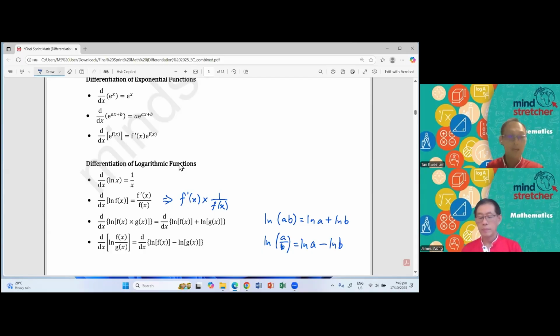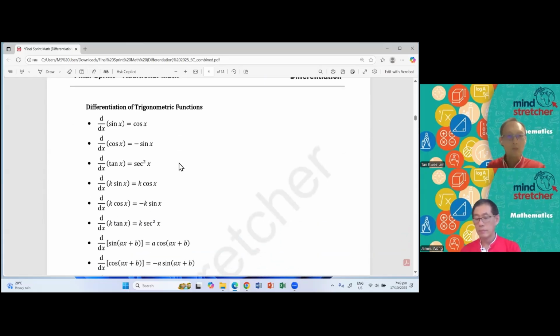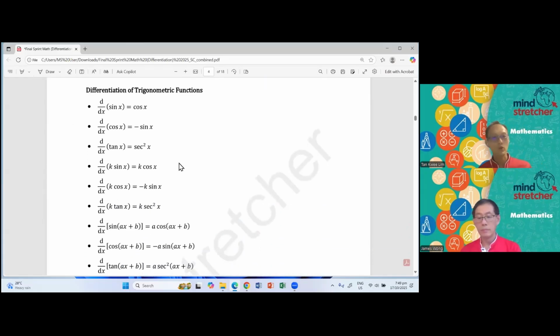Not to say simplified, we actually separate it out, right? To be d/dx of ln f(x) minus ln g(x). And then the same thing goes again, where we can actually separately differentiate them. Okay. All right. Then moving on to the next page. This one will take a bit more time to talk about.